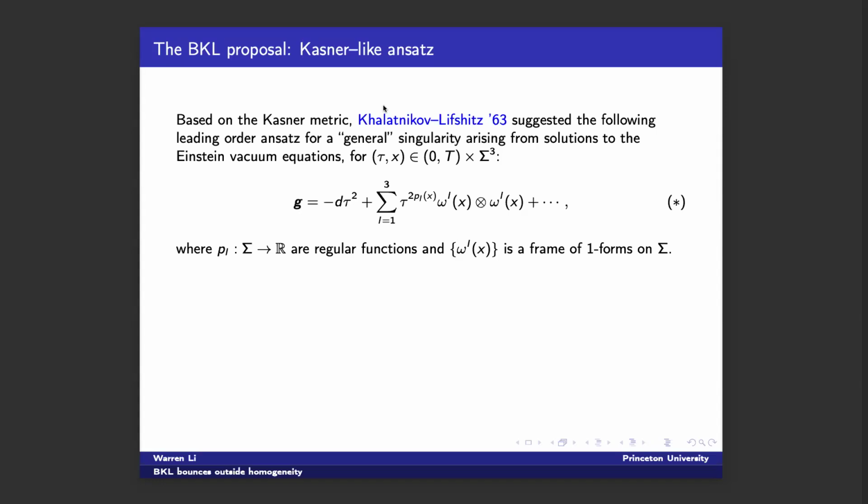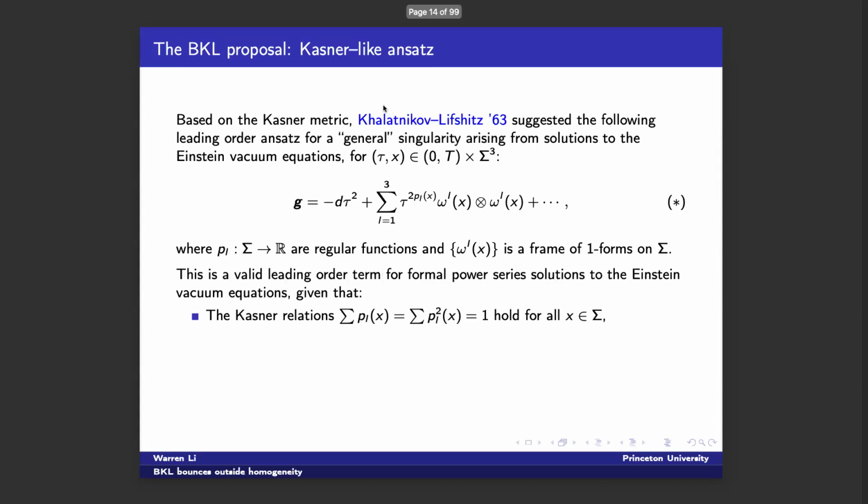So you can ask, I've just written down this ansatz, whether it solves the Einstein equations, and this is what Khalatnikov and Lifshitz asked. They found that it at least forms some kind of leading order term for a power series solution. You take some kind of formal power series solution and you ask, can this be a reasonable leading order term? And the answer is yes, given a few things. Firstly, these Kasner relations, so the sum of the p_i and the sum of the p_i squares equal to 1. Because these things are x-dependent, this is now a pointwise relation.